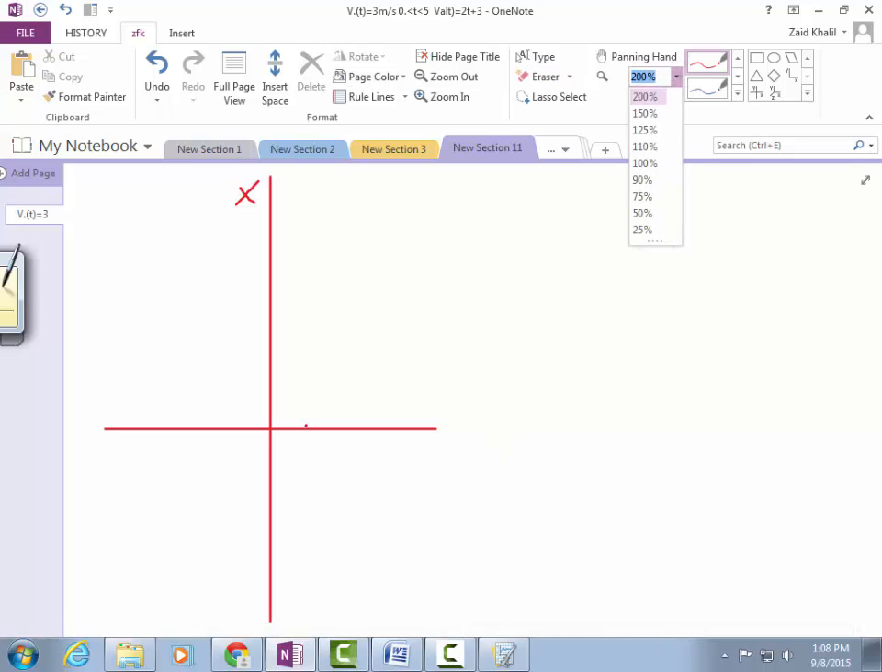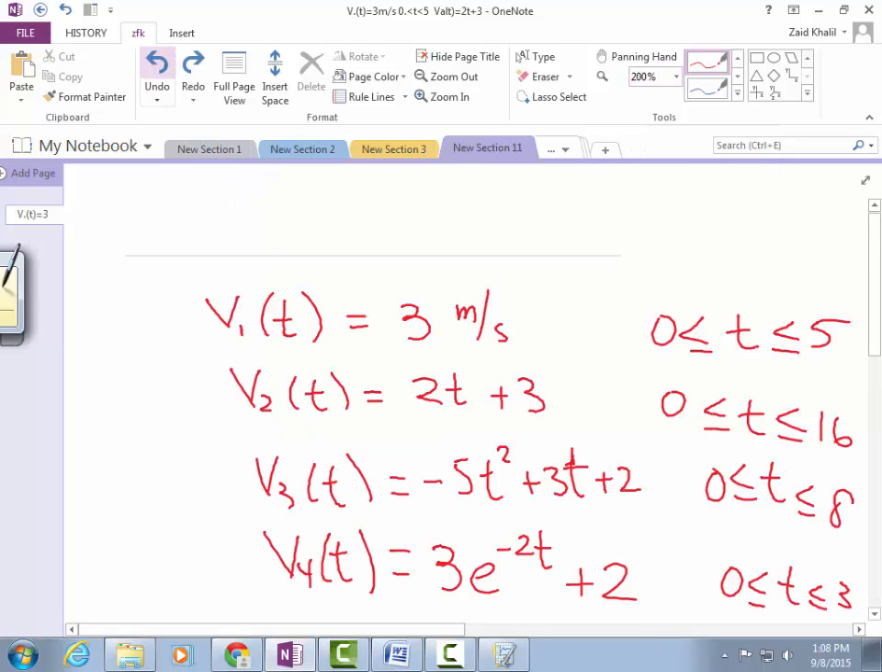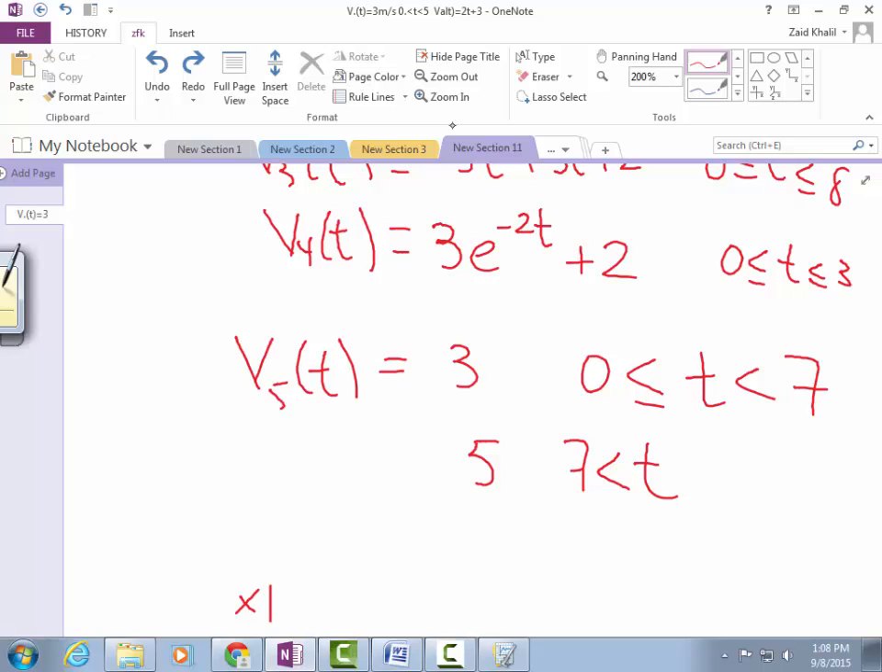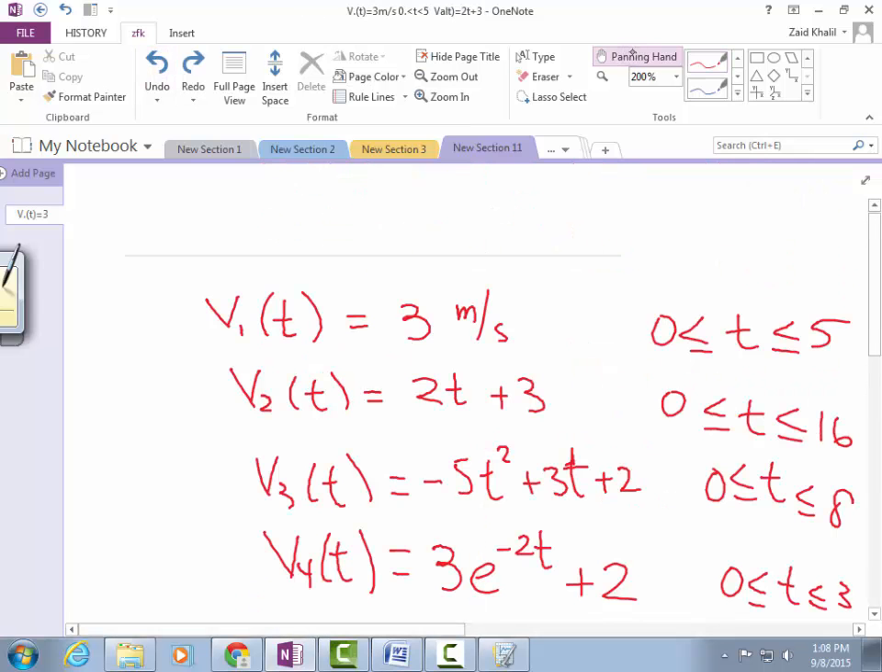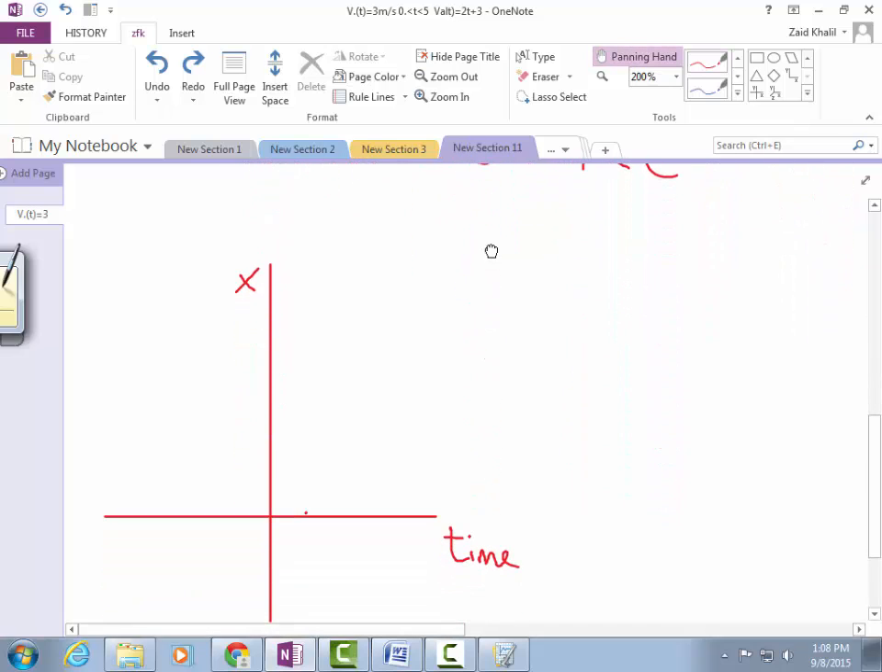And let me zoom in. Let me erase this. Okay. Let me actually make it nice and easy.